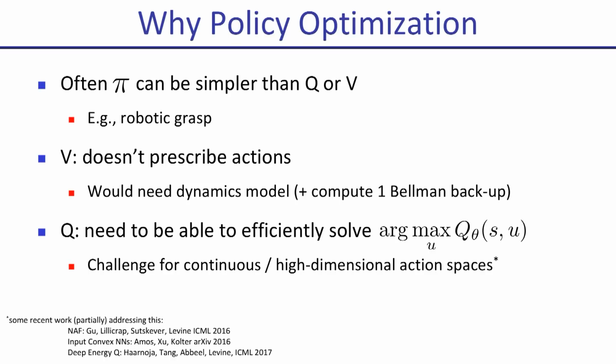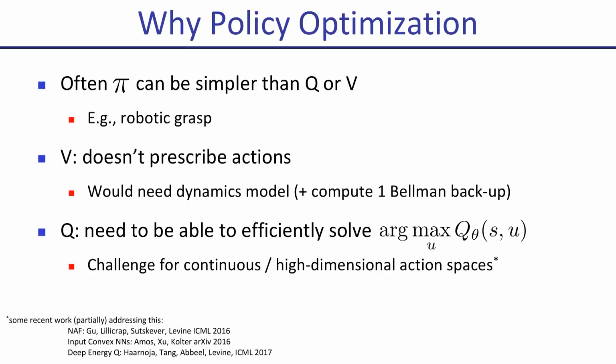Another reason you might want a policy and not a V is that V does not prescribe what actions to take. Once you have V, you still need a dynamics model, a transition model, to understand what action you should take in the current state. If you learn Q, but it's a high-dimensional action space or a continuous action space, computing this argmax can be tricky. Because even when you know what the Q values for every state and action combination, maybe encoded in your neural net, how are you going to know which action to take?